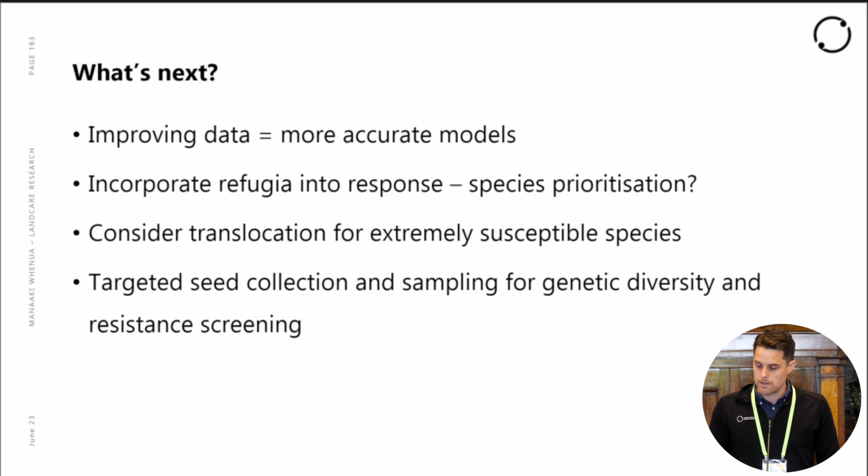Just some ideas of where we might go next. Of course, improved data means more accurate models, so more information about the distribution of these species would enable us to produce better distribution maps for them, especially for those that aren't particularly common, like Syzygium maire. Incorporating refugia into the response, so species prioritisation, I think this has a role for that. You could consider translocation for extremely susceptible species, and the range maps could be used to help target seed collection and also sampling for genetic diversity and resistance screening.